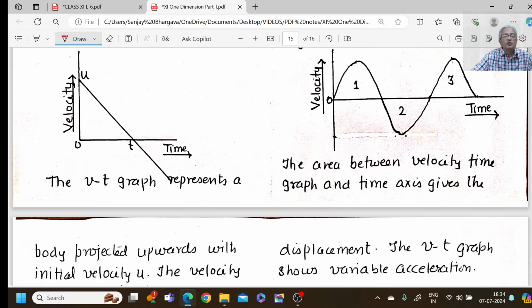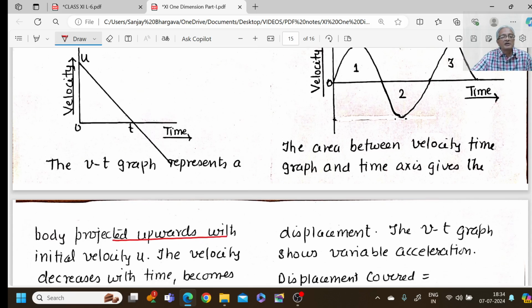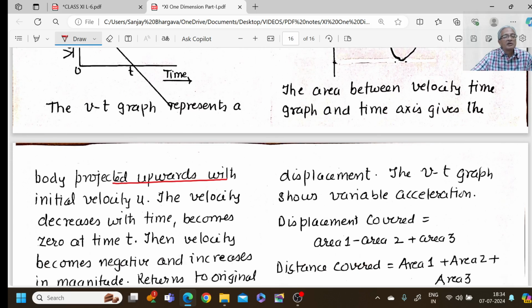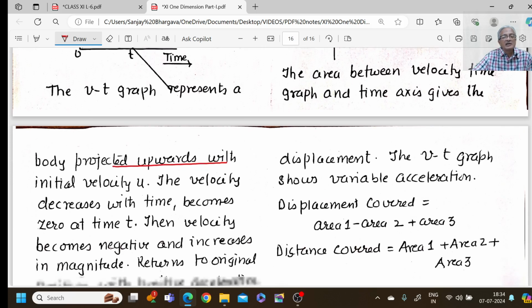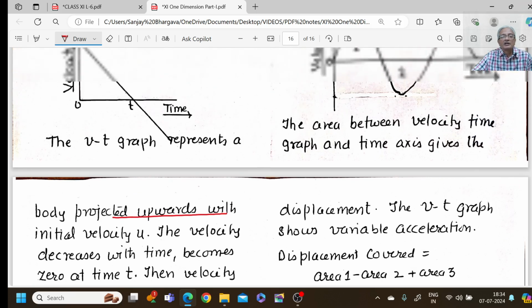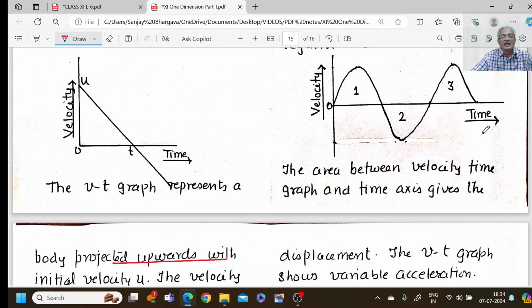So again we have two VT graphs. The first one, the VT graph represents a body projected upward with initial velocity u. Then what happens? The velocity decreases with time, becomes zero at the time t, and then velocity becomes negative and increases in magnitude, returns to the original position with positive acceleration. In this curve, it's a sine curve.